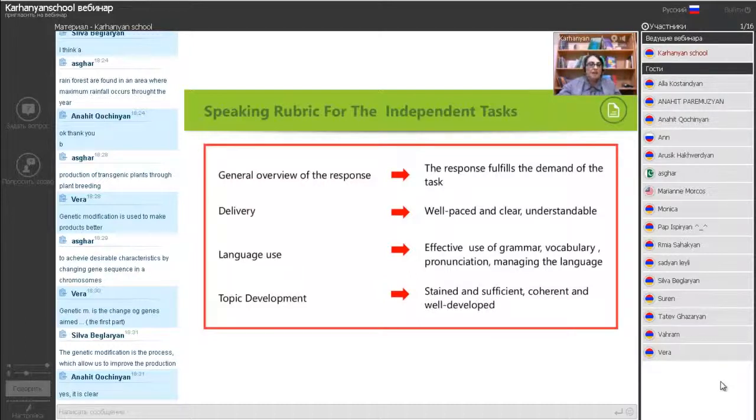And the topic development. Whether it makes sense or not. It must be sustained and sufficient, coherent and cohesive. It must be well developed. So the ideas between the sentences must be clear. Okay, the pauses between the sentences must be clear. So this is all about the speaking rubric. Do you have any questions so far about the speaking rubric? Was it clear? So delivery, language use, and topic development.